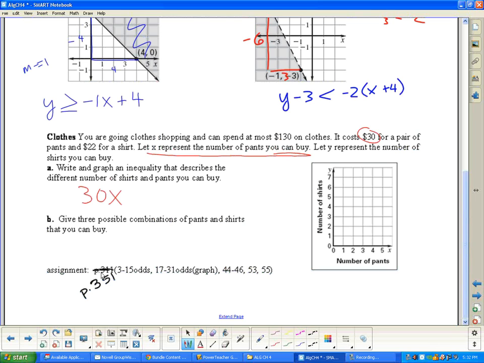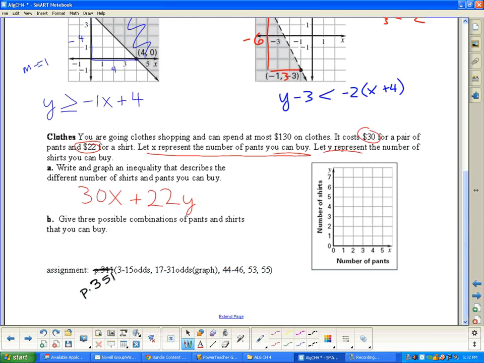That means I can spend exactly $130. I can spend less than that. So I can spend $129, I can spend $2 if I want to. I can spend no money if I want to. But I can't spend more than that because that's all I have. So to write that, it'll be less than or equal to 130.